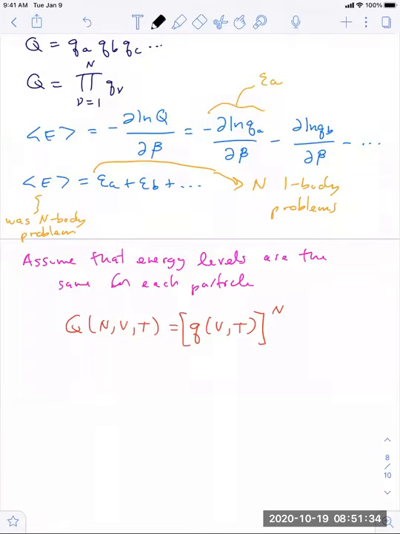So recall that to get to this point, we assumed that the particles were distinguishable. So even though they have the same energy levels, we can look in the box and see this is particle A, this is particle B, and so forth. So what if we remove this assumption and say that the particles are indistinguishable from one another?